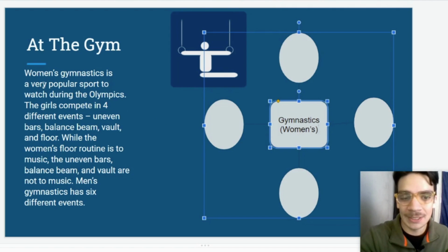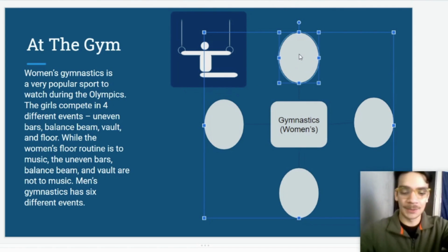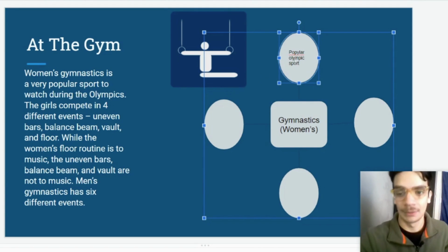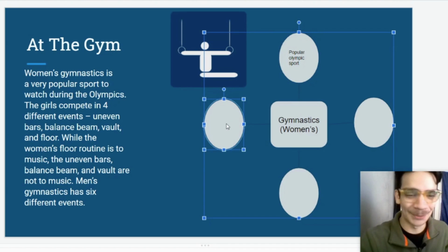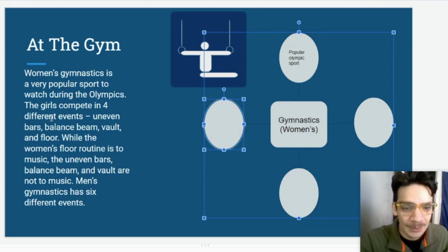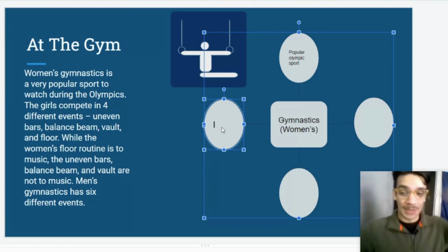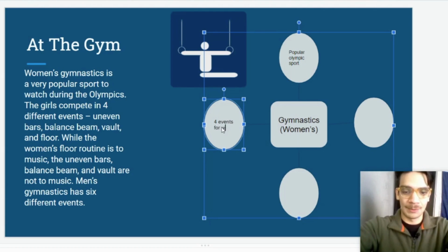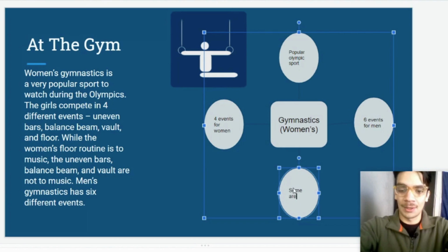The very first one we see is that it's popular to watch during the Olympics. So we can say popular Olympic sport. All right. Oops. Popular is with a U. Popular Olympic sport. All right. Then we see that there are 4 different events, and 3 are not to music and 1 is to music. Okay, that's kind of a lot to swallow. So let's put it in a simple sentence. 4 events for women. We learn at the end that there are 6 events for men, and that some are to music.